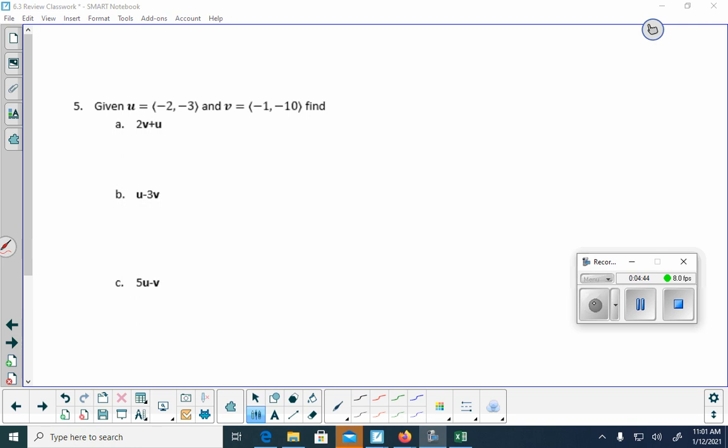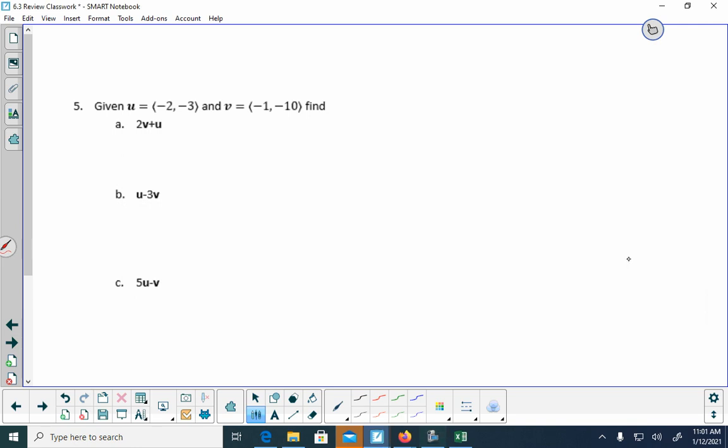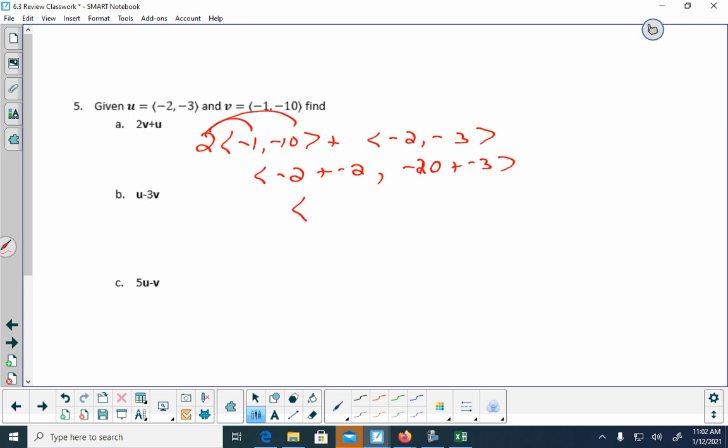Okay, the next one, number 5, gives you the formulas. They give you two vectors in component form, u is -2, -3 and v is -1, -10, and they want you to find 2v plus u. So I'm going to do 2 times v, which is -1, -10, plus u, which is negative 2, negative 3. So to do that, I'm going to take 2 times negative 1, so that would be negative 2, plus that negative 2, and then it would be 2 times negative 10, so negative 20, plus negative 3. So my final answer is going to be negative 4, negative 23. And that's for answer A.